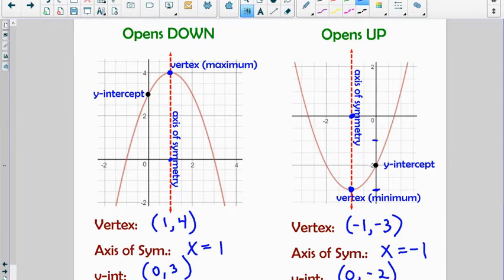Now what I want to point out is that the x-coordinate of the vertex is going to be the same number as what we see in the axis of symmetry equation. That's not a coincidence. That's always going to be what it is, because the x-coordinate of the vertex is always going to be in line with the axis of symmetry, because the vertex is right in the middle of the parabola where the axis of symmetry goes. So those numbers will always be the same.